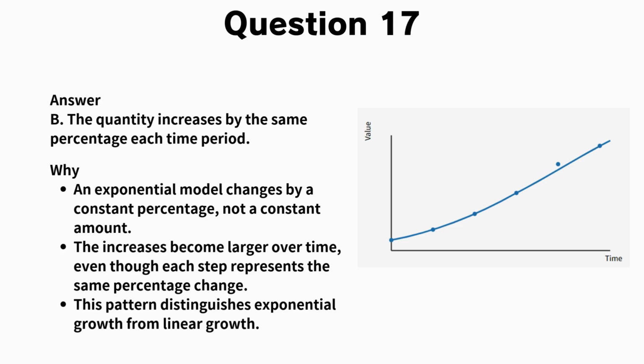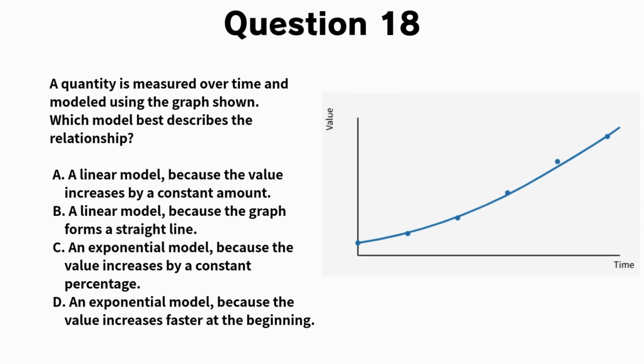Choice C is also incorrect. An exponential model does not necessarily double after a fixed number of time periods unless that information is given. Choice D is incorrect as well. The graph shows the change becoming steeper over time, not faster at the beginning. The key idea is this: exponential growth is defined by a constant percentage change. Therefore, the statement that must be true is choice B.